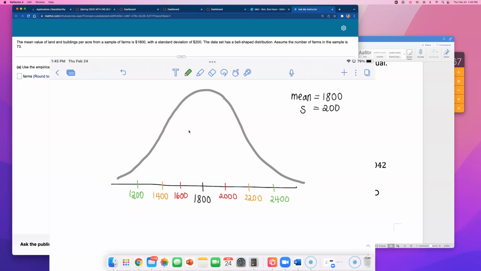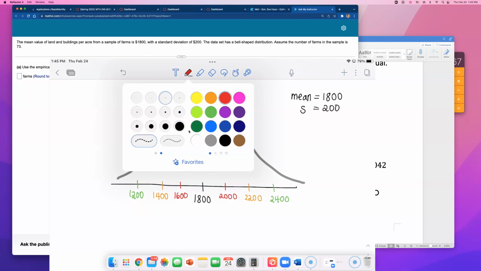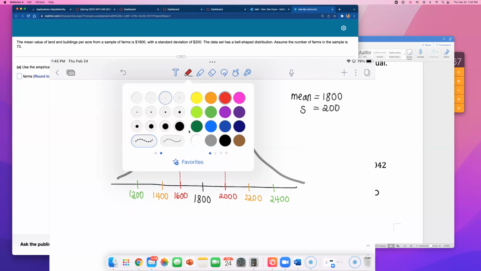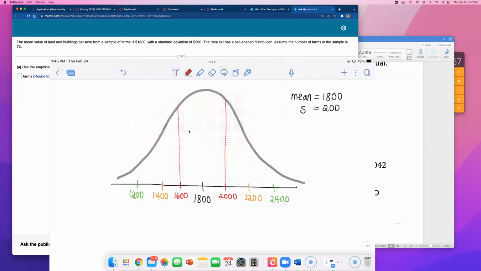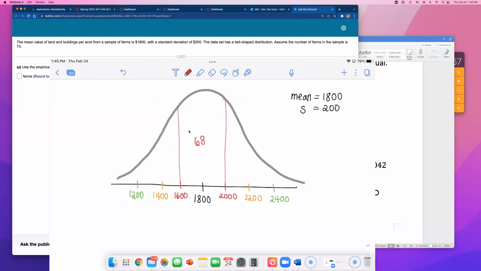The empirical rule says, hold on, let me draw my lines here, okay? Within one standard deviation from the mean, my picture is not so perfect, but hey, that's okay. What I'm trying to say is that 68% of the farms will be in between 1600 and 2000, okay? And where did I get this number 68 from? The empirical rule, okay?